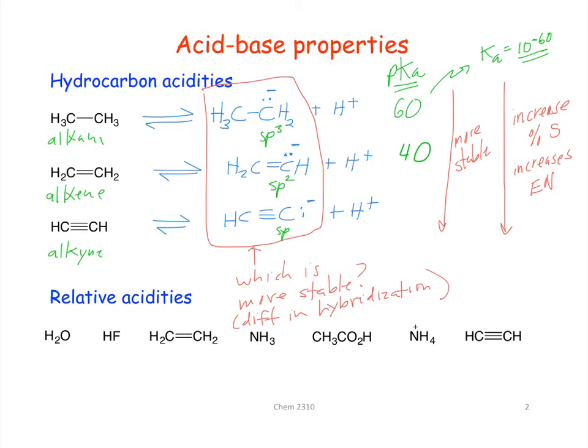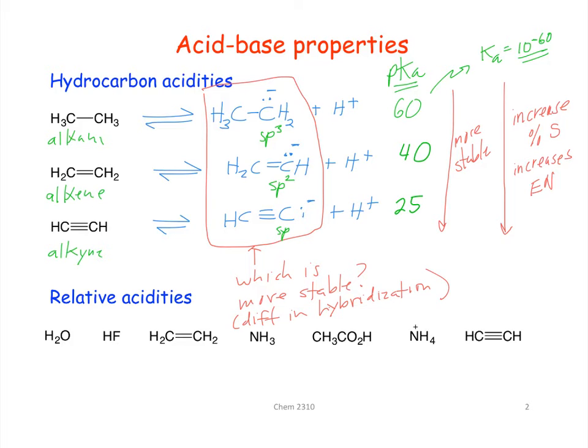That's 20 orders of magnitude in the equilibrium constant. And if we continue to follow this trend, the pKa of an alkyne like this is about 25. So it's not so high. It's still not super acidic, but it's way more acidic than the other hydrocarbons. So let's see if we can fit it into all of these other acids down here.